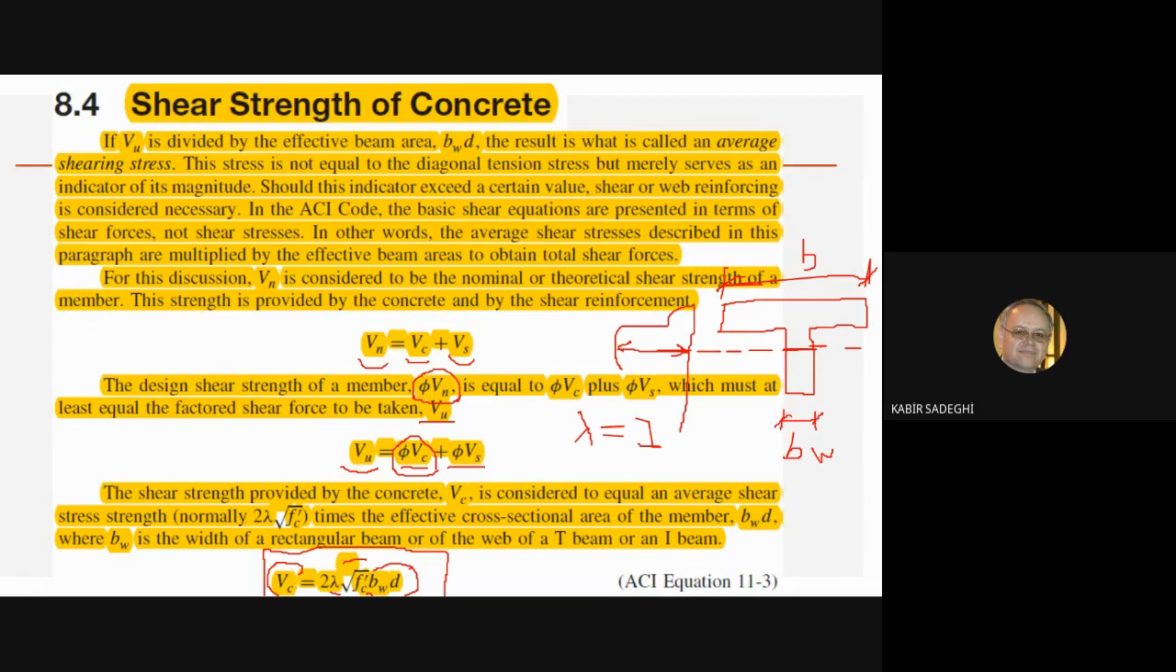For a rectangular beam, it doesn't matter, Bw is B for us. This is the same. You can say B or Bw, they have identical value. Therefore, we use this formula for calculating Vc, the shear force due to the contribution of concrete.